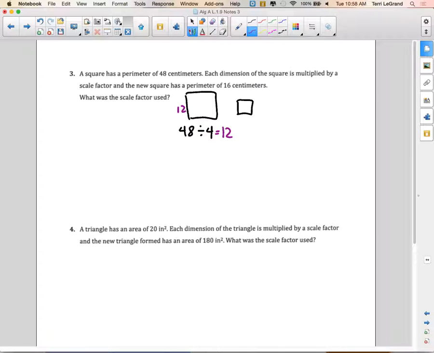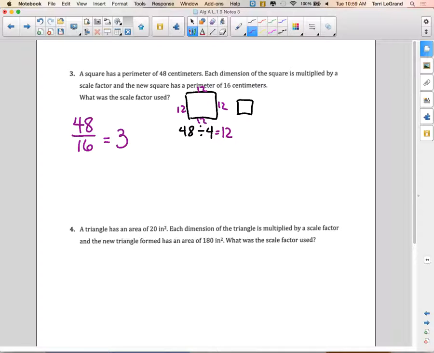Okay, so that means every side of this square, the original one, has the side length of 12. Okay, maybe that's useful information. What else do we need to do now? Go ahead, Adam. Well, if you just divide 48 by 16, it's 3. It's 3. Okay. And I'm guessing that the 16 perimeter would be able to fit into the 48 perimeter 3 times.